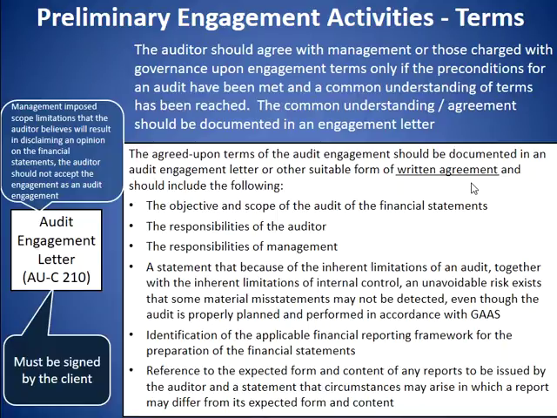It should include the objectives and the scope of the audit of financial statements, the responsibilities of the auditor, the responsibilities of management. A statement within the letter that because of inherent limitations of an audit, together with the inherent limitations of internal control, an unavoidable risk exists that some material misstatements may not be detected even though the audit is properly planned and performed in accordance with generally accepted auditing standards. So what it's saying is the audits aren't perfect.